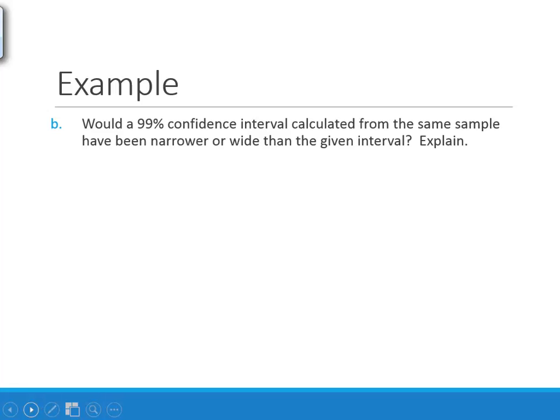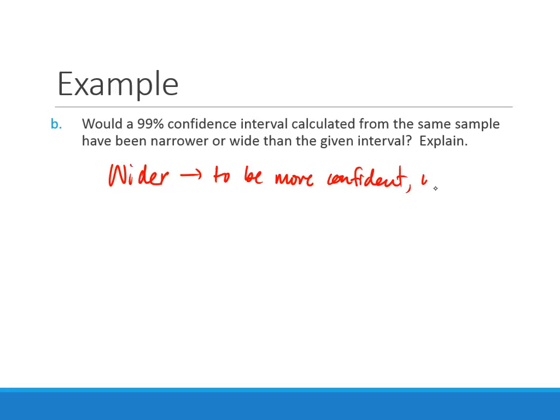Okay, so to finish off this example. Just conceptually, if I instead wanted a 99% confidence interval, whereas before we had a 95% confidence interval, would that interval be narrower or wider than the interval that we just looked at? Wider, obviously, right. So it would be wider. Again, to be more confident, we need to include more values in our interval.